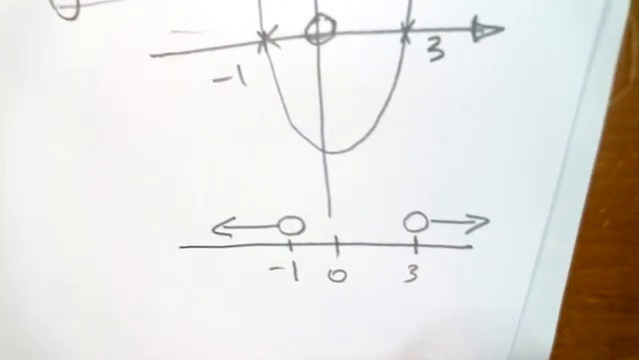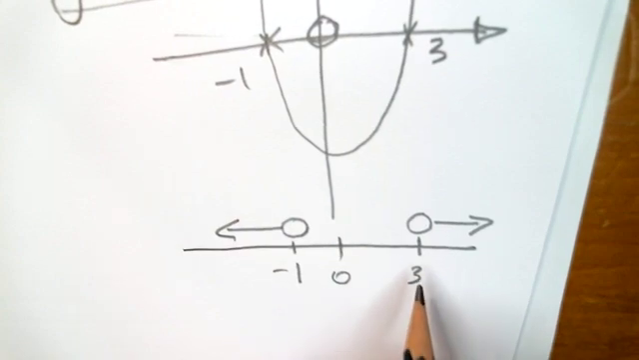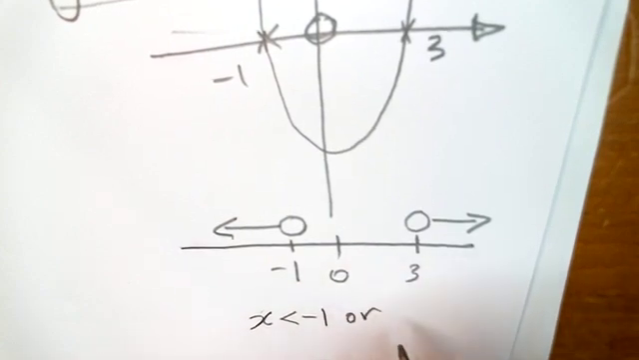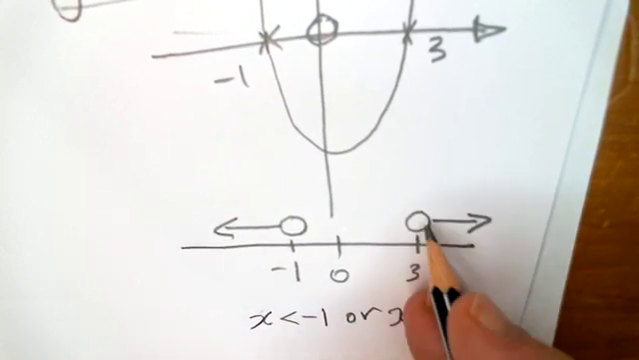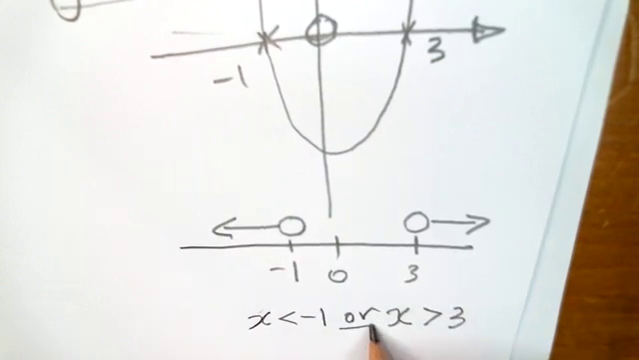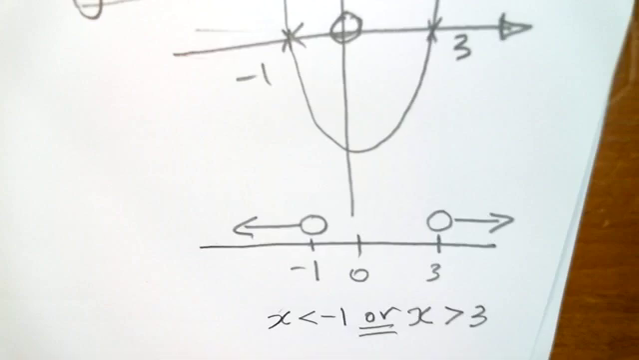So when we write our inequality, we don't try and write it as one statement. We write it as two separate statements. So y, in fact, is going to be less than negative 1. Or, this one here, y is going to be greater than 3. And that's how we write our answer. Hope that makes sense.